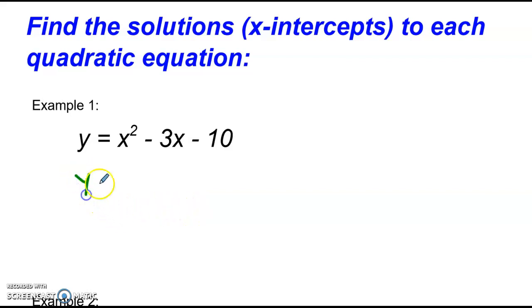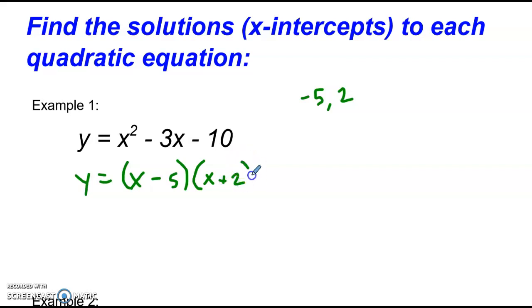So I say, okay, y is equal to, and now this is pretty easy here. We're looking for factors of -10 that have a sum of -3. So I think that's going to be -5 and 2, right? Because -5 times 2 is -10. -5 plus 2 is -3. So there we go. So y equals x minus 5 times x plus 2.